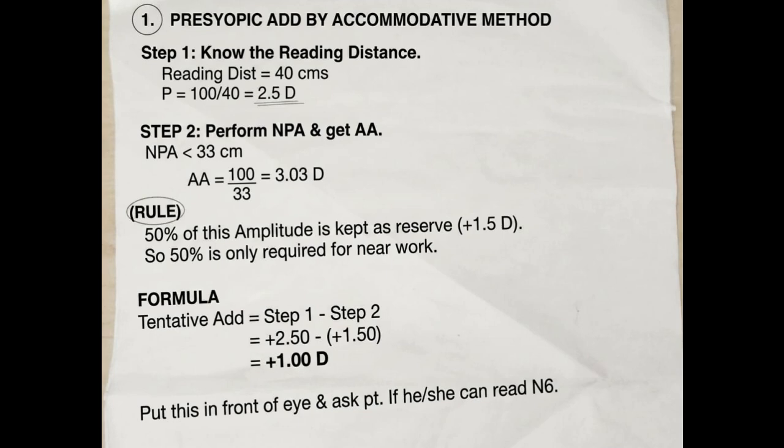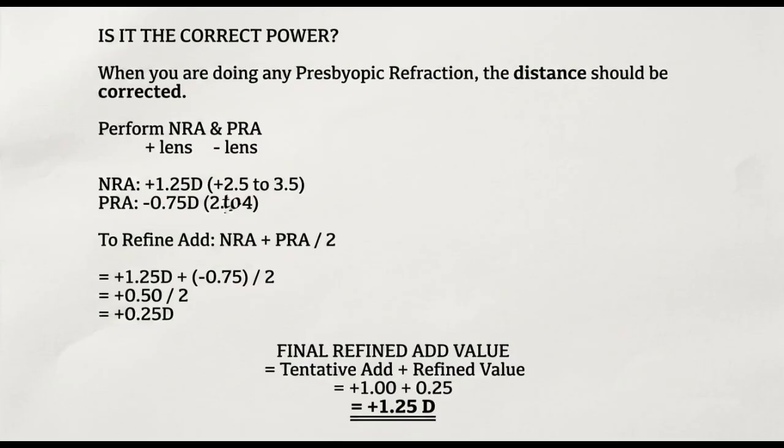Then we have the formula for tentative add. We have to do step 1 minus step 2, which will be 2.5 minus plus 1.5, which will be equal to plus 1 diopter. We have to put this in front of the eye and ask the patient if they can read N6. Now we will be refining the power.